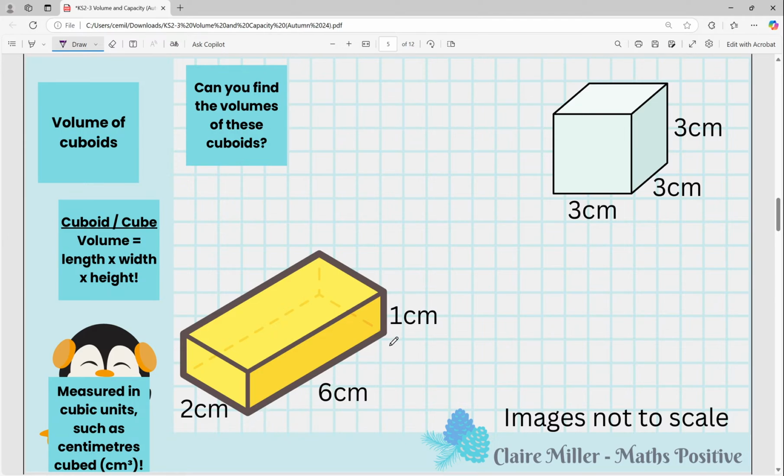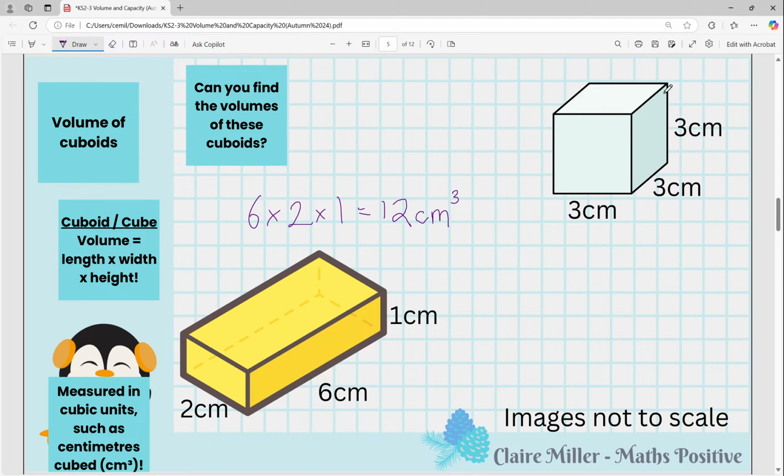We're going to do length times width times height. Sometimes people call the longest side the length and the other, front back or left right, the width. And then the up and down one is usually called the height. But like I said, it doesn't really matter as long as we times all of these different lengths together, all of these different dimensions. 6 times 2, that gives us 12. Then we times that by 1. That stays as 12, doesn't it? 12 centimeters cubed.